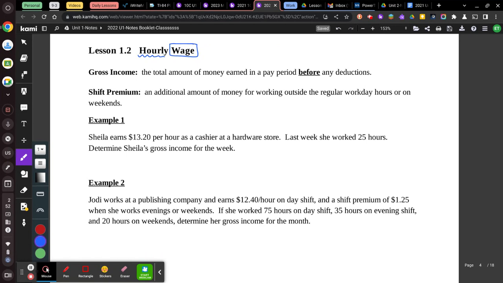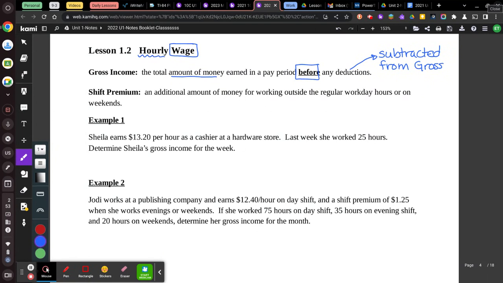So we're talking about our gross income, and our gross income is the amount of money we get every pay period before any deductions. So what are deductions? Well, deductions are things that are subtracted from your paycheck. Okay, so they are subtracted from the gross. And once they're subtracted from the gross, that's when you get your net income, which is what we're going to talk about in lesson 9.